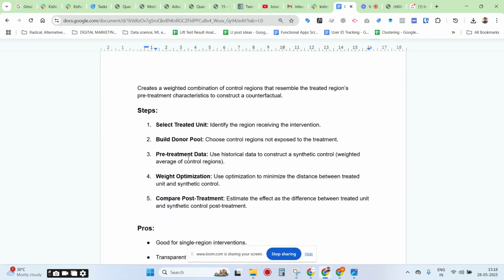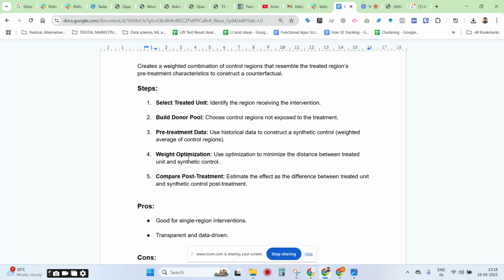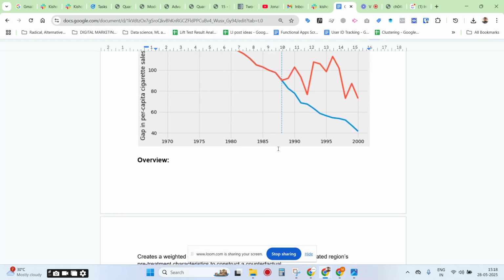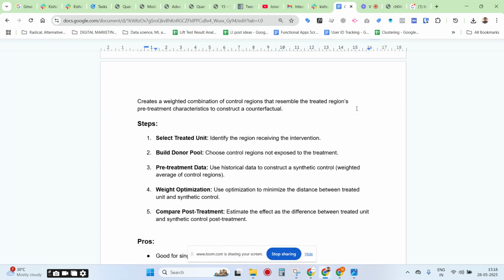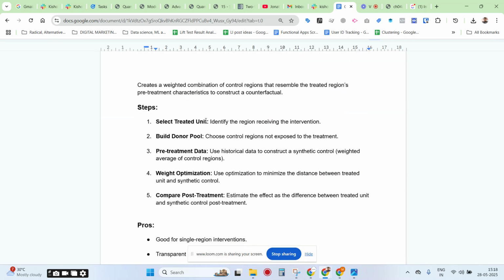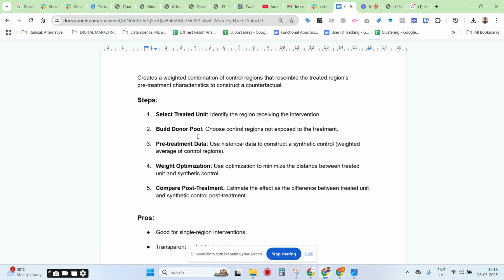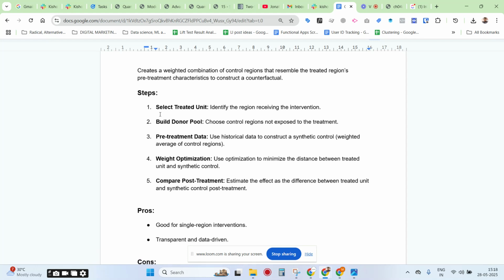Now, synthetic control is nothing but a weighted combination of control regions that resemble the treated region's pre-treatment characteristics to construct a counterfactual. So in this case, just to simplify that mouthful that I just said, it means that a set of synthetic controls was actually created to mimic California. And so again, those have to be very similar, and that is done mathematically. So a treatment unit is selected. So in this case, you have only one treatment unit that has to be remembered, or it can be like an aggregate of several, but it will be treated as one entity.